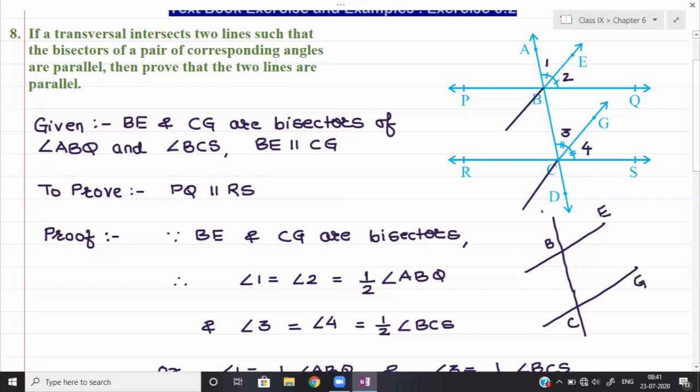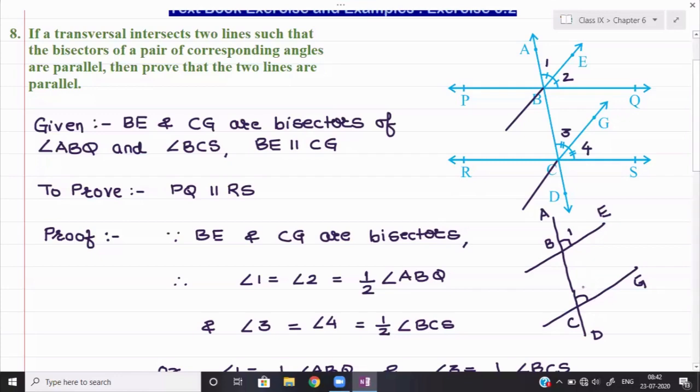Okay, and here the transversal AD is intersecting. So this is your angle number 1 basically, and this is your angle number 2. You can check properly. ABE is your angle number 1 and BCG is your angle number 3. By mistake I wrote 2 here, that is angle number 3.